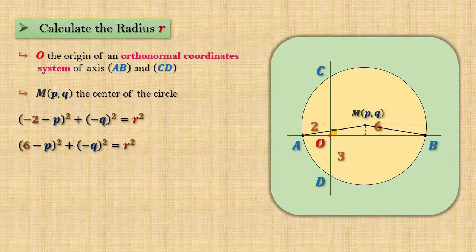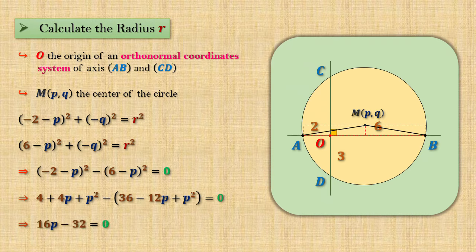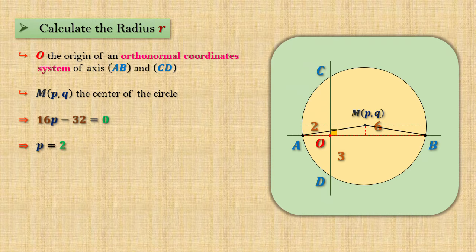Subtracting the second equation from the first equation, we obtain the quantity -2 minus P, all to the power of 2, minus the quantity 6 minus P, all to the power of 2 equals 0. Expanding both expressions gives 4 plus 4 times P plus P to the power of 2 minus 36 minus 12 times P plus P to the power of 2 equals 0. Simplifying yields 16 times P minus 32 equals 0. Thus P equals 2.